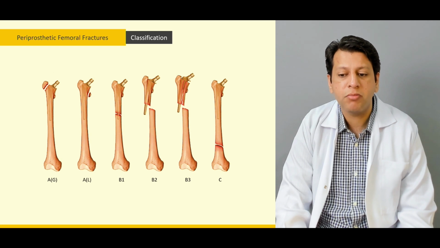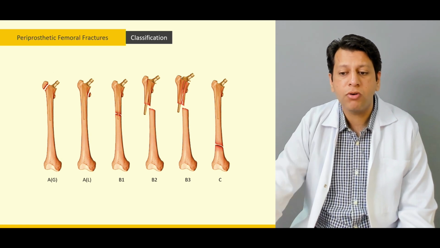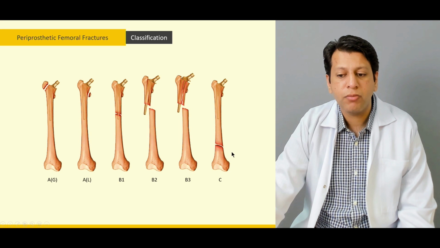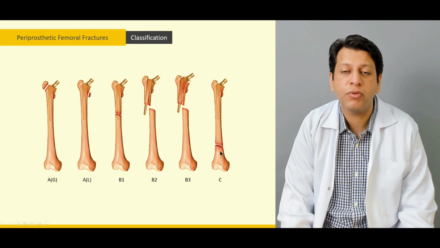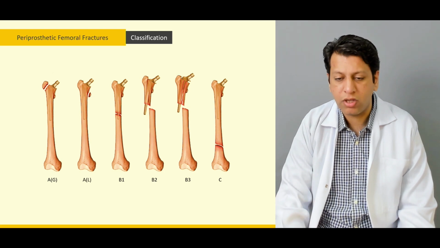Or it could be this type of injury in which the implant looks very much stable, but there is a distal 1/3 shaft fracture of the femur, which can be easily treated with open reduction and fixation in the form of a distal femoral locking plate.